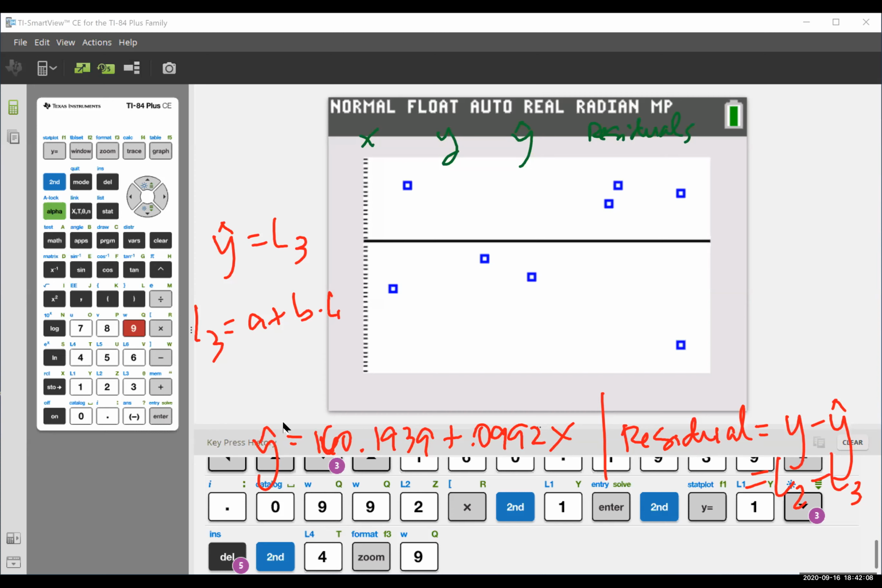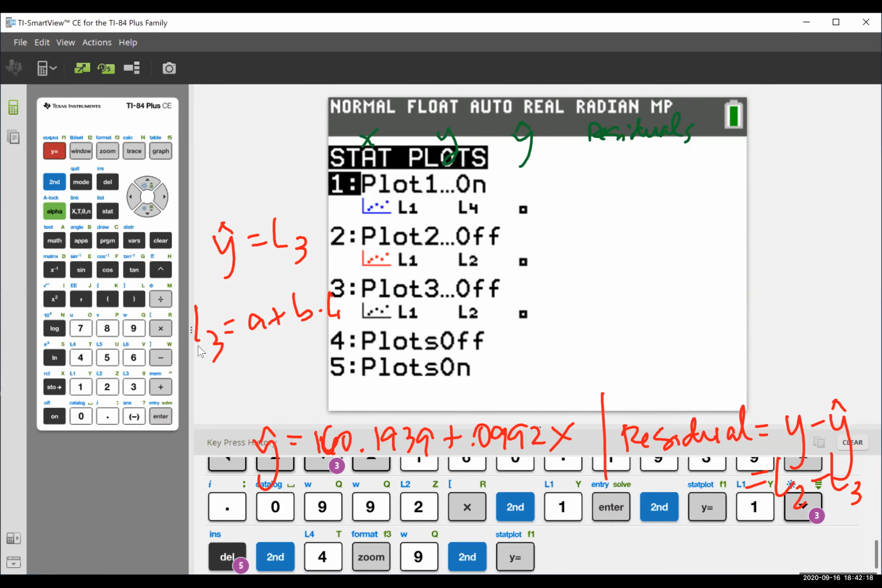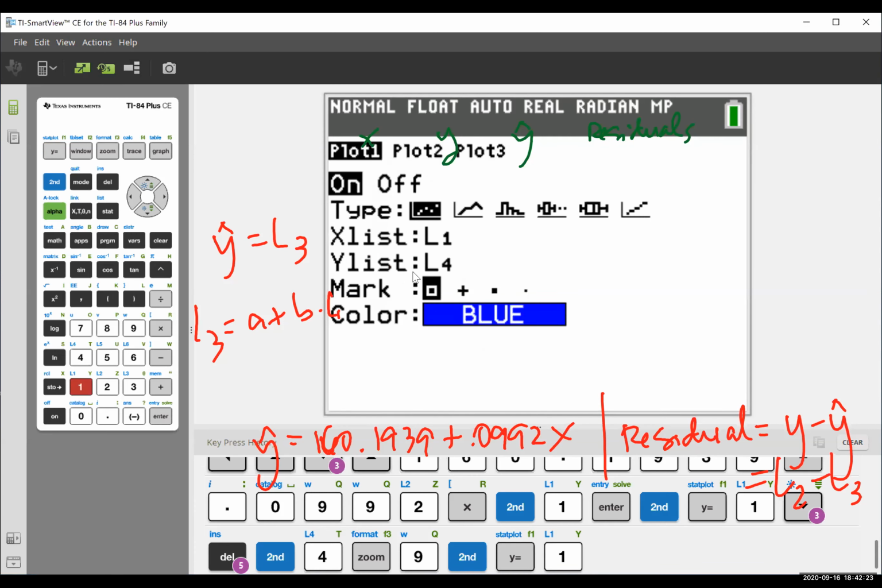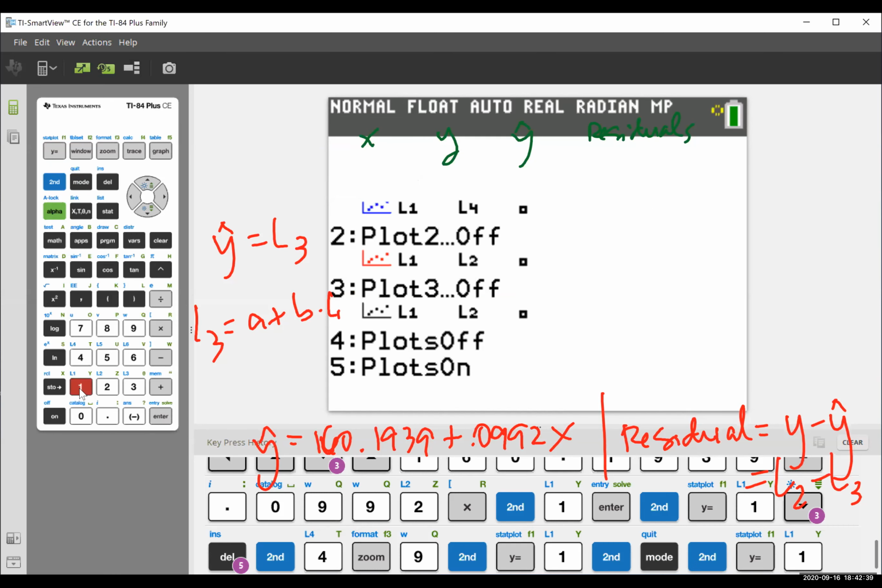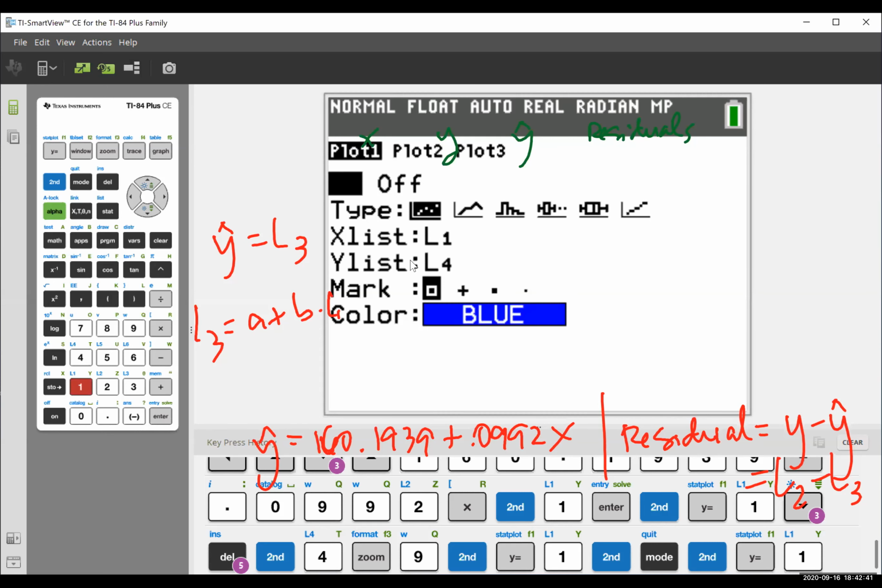How to get into the X and Y list? It's like the scatter plot. So second Y equals 1. It's the same steps for scatter plot. Second Y equals and then 1. So I'm gonna go back here. So second Y equals 1, on. So that's the X list, Y list. Okay.